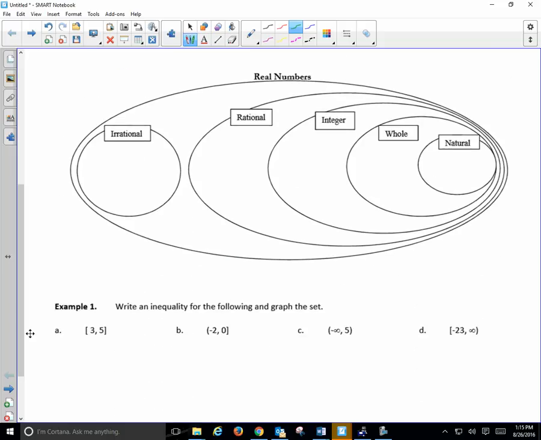Real numbers. Here we go. Natural numbers. I teach Emily to count. What does she start with? 1. Those are the natural numbers.